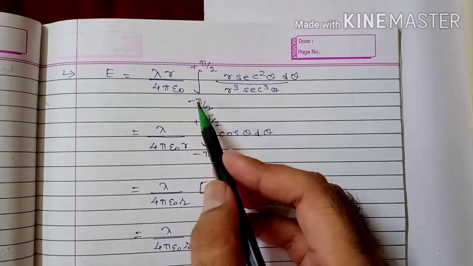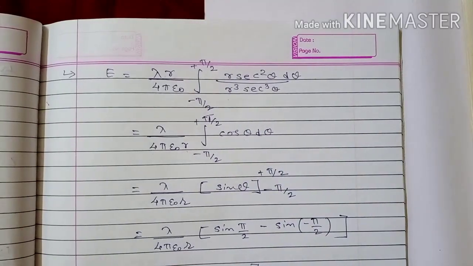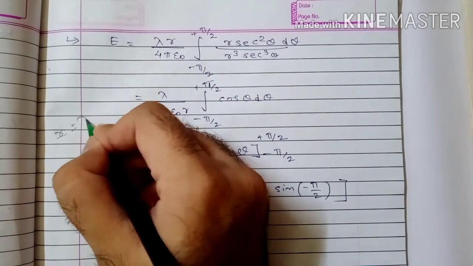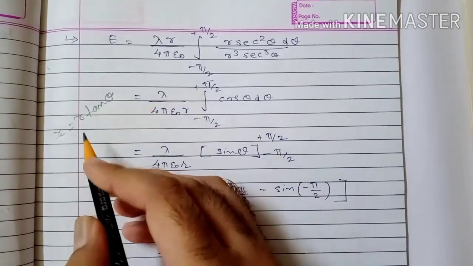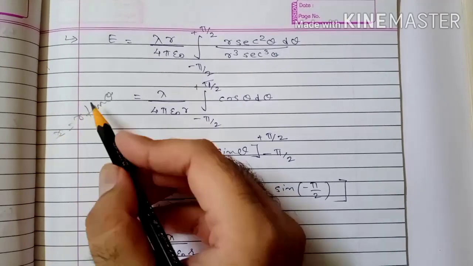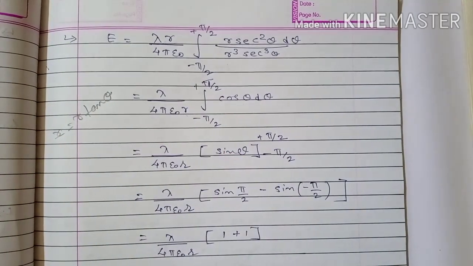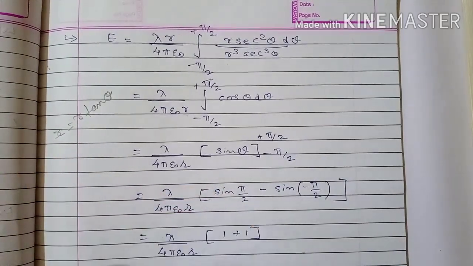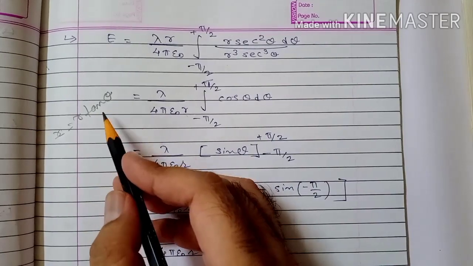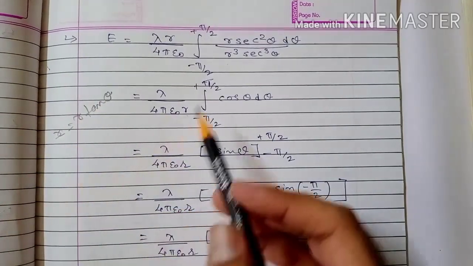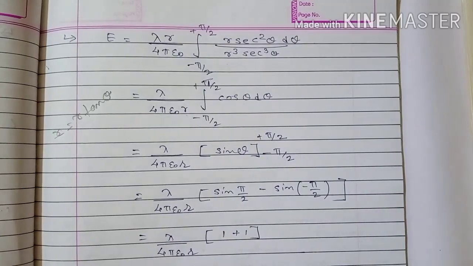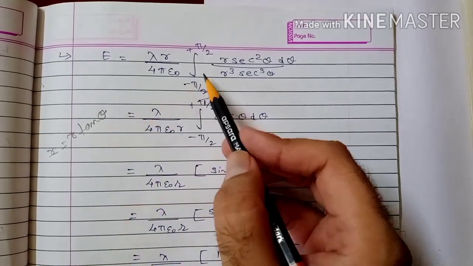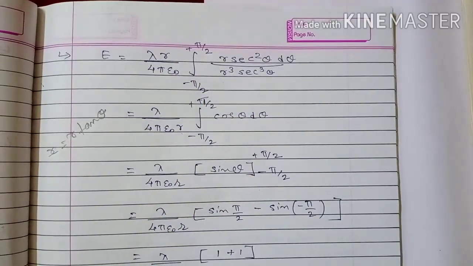Here the limit we have to take is from minus pi by 2 to plus pi by 2, because we have taken x is equal to r tan theta. If we take x is equal to plus infinity, for which value of theta do we get infinity? That is pi by 2, tan pi by 2 is infinite. And if you want x is equal to minus infinity, then tan of minus pi by 2 gives you minus infinity. So the limit should be from minus pi by 2 to plus pi by 2. Here integration is with respect to theta, so we have to select the limit according to theta, minus pi by 2 to plus pi by 2.